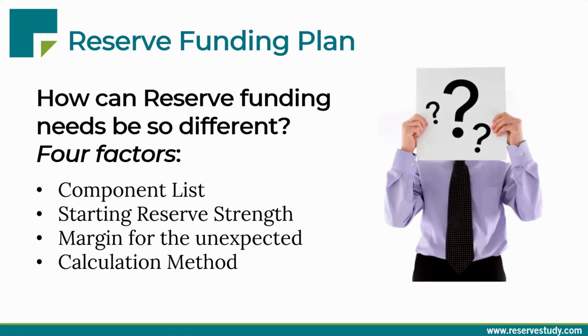There are 4 factors that affect the size of your reserve funding recommendation. First is the components, the physical assets you're responsible for maintaining. Second is your financial starting point. Is it strong or weak? Third, how much margin for unexpected special assessments suits your association? And finally, even the calculation method used by whoever is calculating your reserve study makes a big difference. These 4 things are what I'll be covering in the next few minutes.